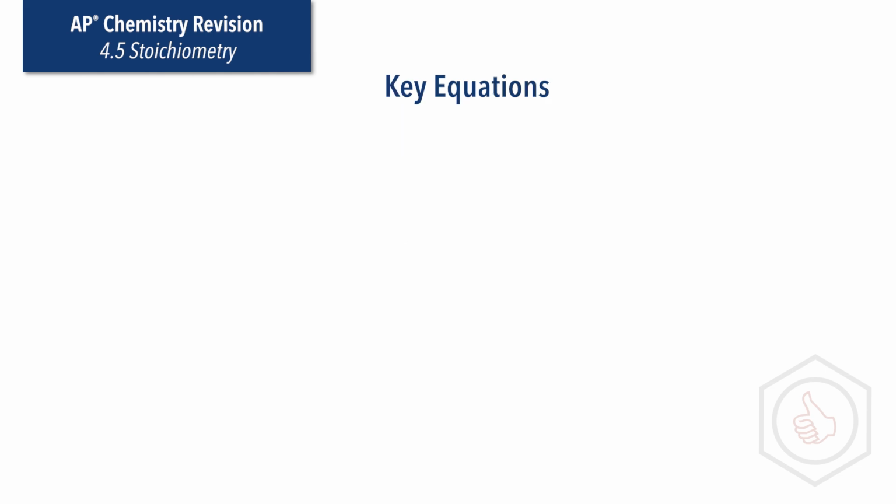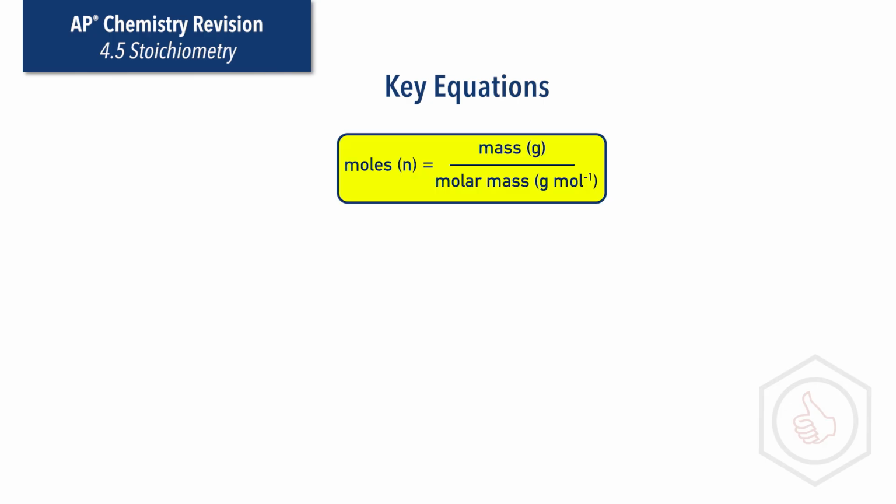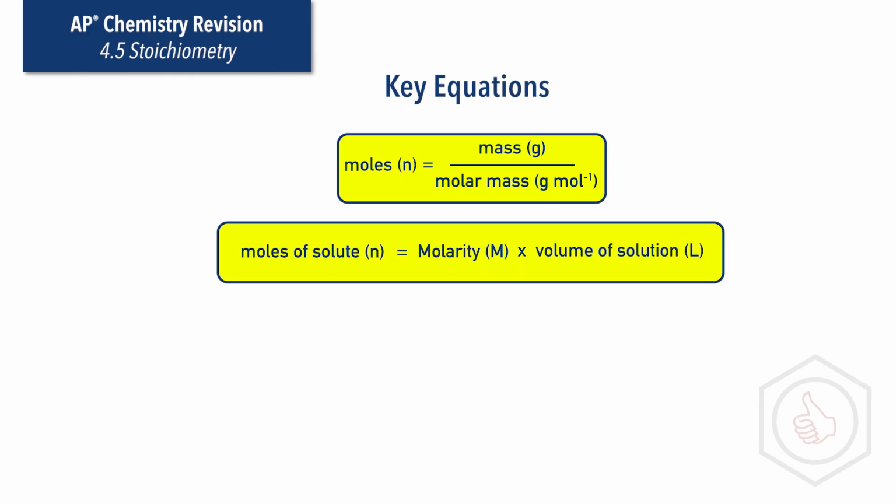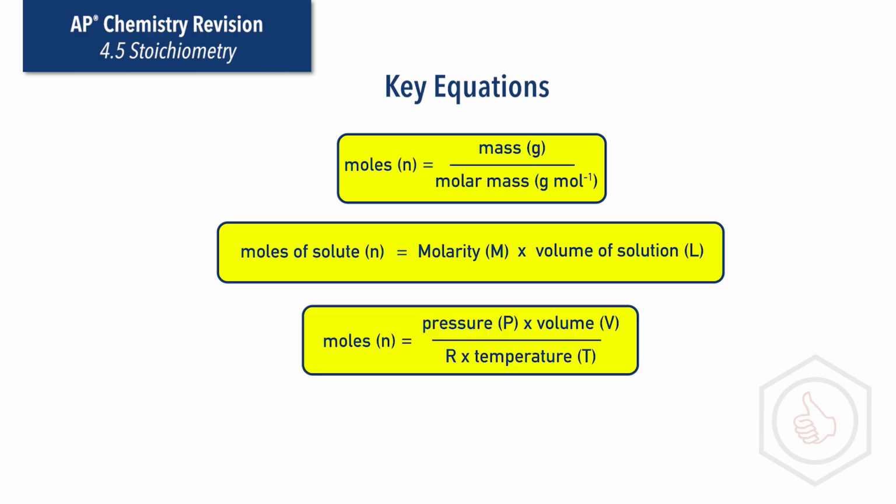There are several key equations you need to know for dealing with amounts of substance. n equals m over Mr, with n being number of moles, m being mass in grams, Mr being molar mass, so mass in grams of 1 mole of the substance. n equals M times V, again n being moles, M being molarity, and V being volume. So molarity is the number of moles in 1 litre of solution, and volume is the volume of the solution in litres. And n equals PV over RT.